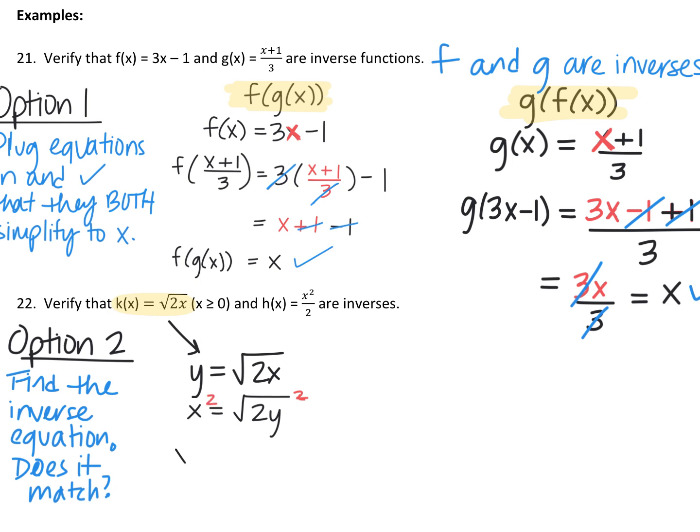So now you have x squared is equal to 2y, and you're almost done. How do you get y by itself? Divide by 2. What do you notice? Oh my goodness, not a coincidence. This will not always work out like that, but in this case it does, because they are the same. They are inverses. So we'll say yes, because they match, right?